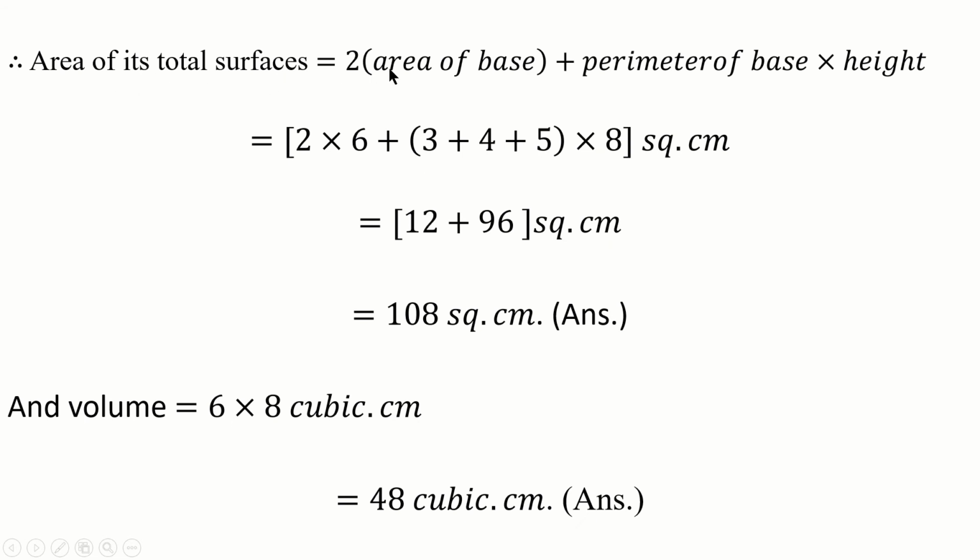The area of its total surfaces equals 2 into area of base plus perimeter of base into height. 2 into area of base, we have already got 6, plus perimeter of base, perimeter means the sum of all sides of the base, as 3, 4 and 5 are the lengths of the sides of the base. So 3 plus 4 plus 5 is the perimeter of the base, into height. Height is 8. After calculation, this equals 12 plus 96 square centimeter, equals 108 square centimeter. This is the required area of its total surfaces, and this is one answer.